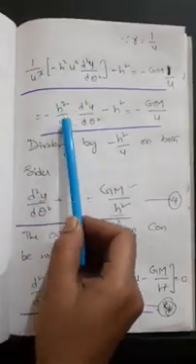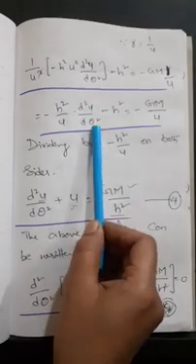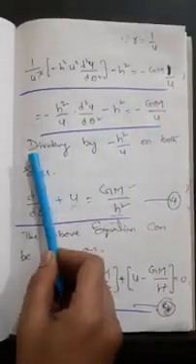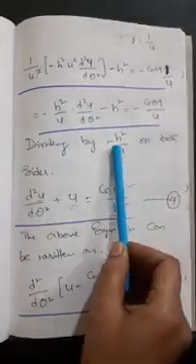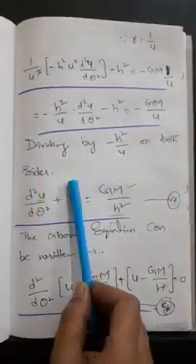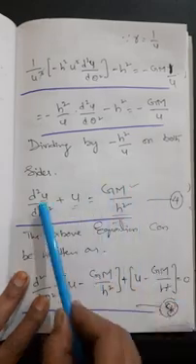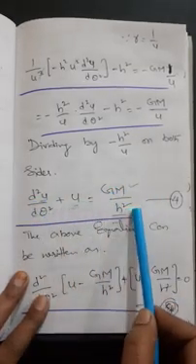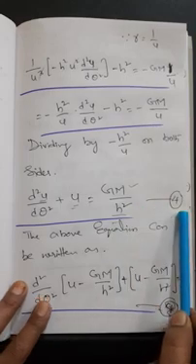Then minus h square u dot d square u by d theta square minus h square is equal to minus gm by u. Okay, so now dividing the whole equation by minus h square by u on both sides, we will get d square u by d theta square plus u is equal to gm by h square. Let us take this as equation number 4.